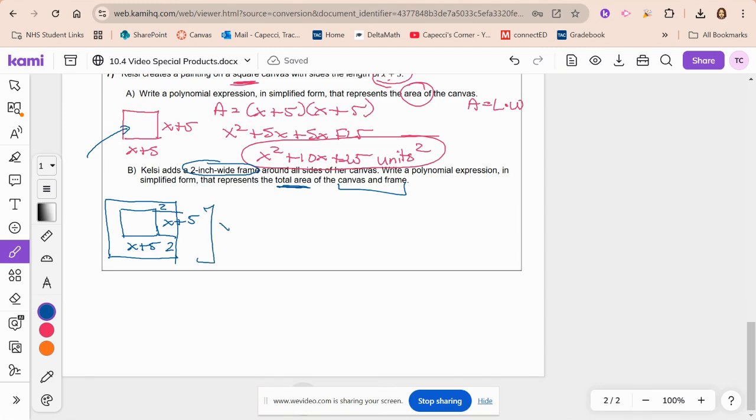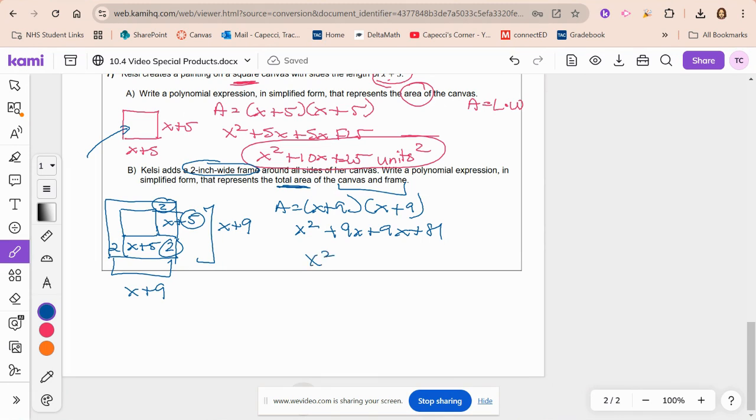So this whole side becomes x plus, and I have 2 plus 5 plus 2. So that gives me x plus 9. Same thing happens on the other side, right? I add all those together and I have x plus 9. So when I'm finding the area, that's what I'm multiplying. X plus 9 times x plus 9, which gives me x squared plus 9x plus 9x plus 81. So I combine my like terms, and this is what I end up with. Again, area is squared, so I'm just going to write units squared.